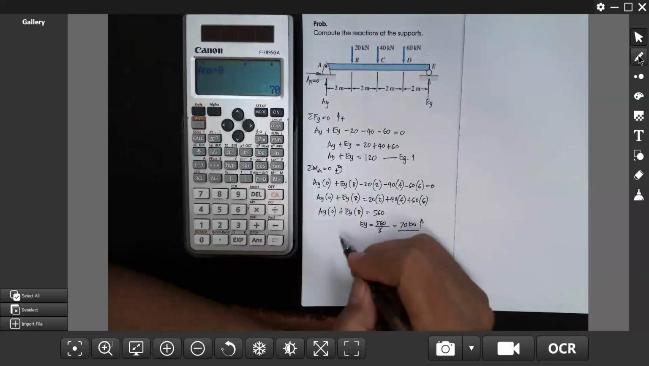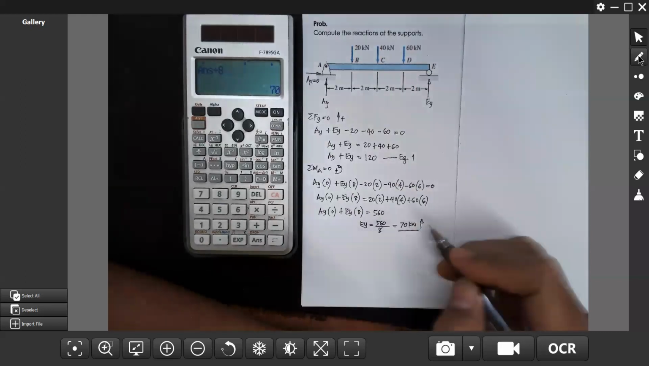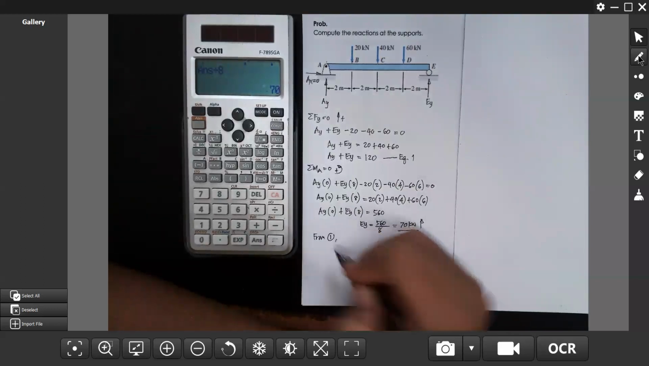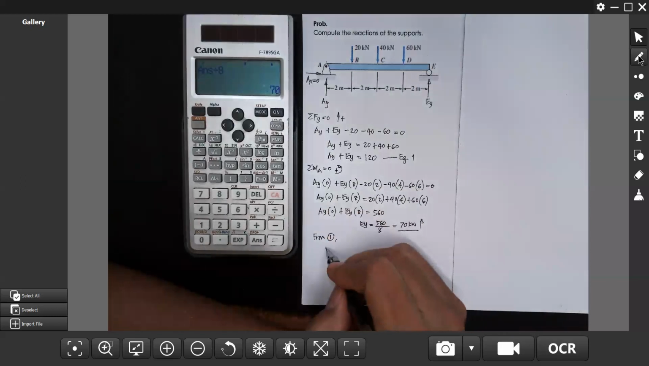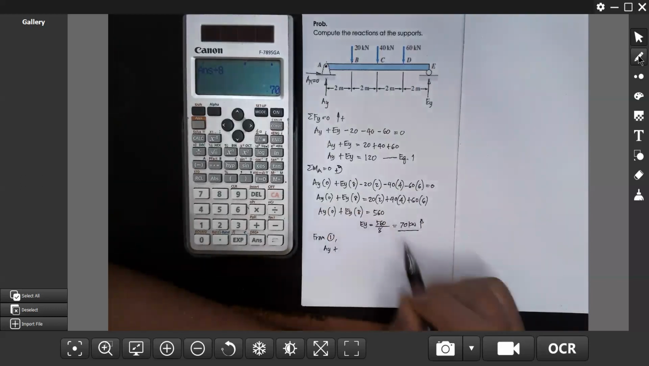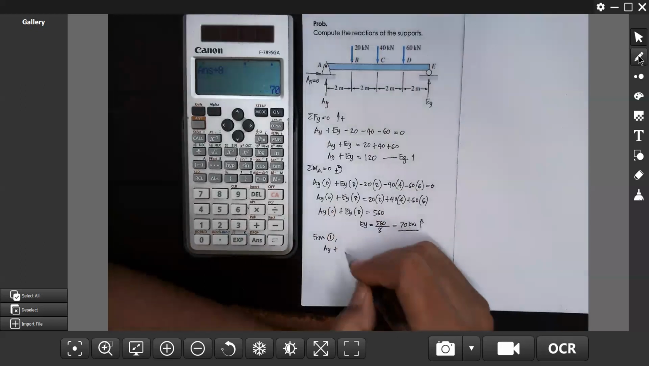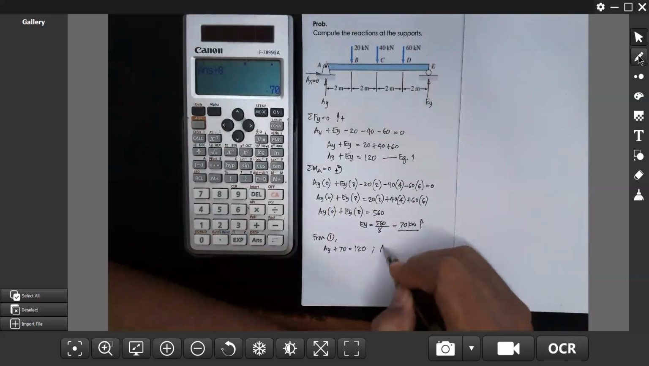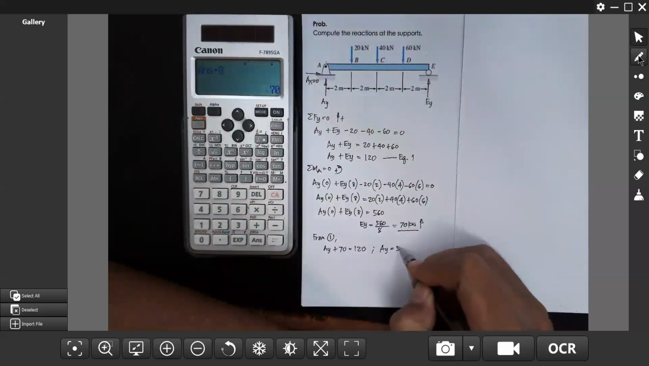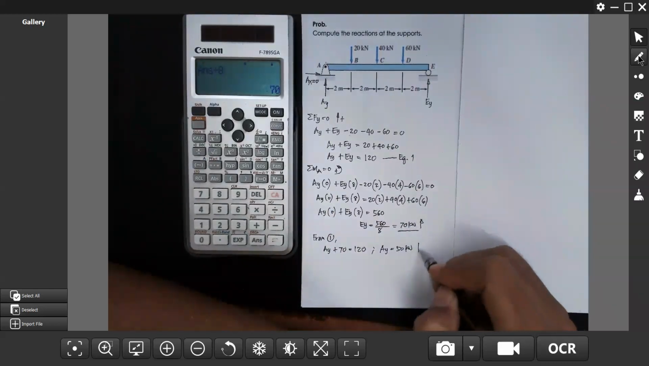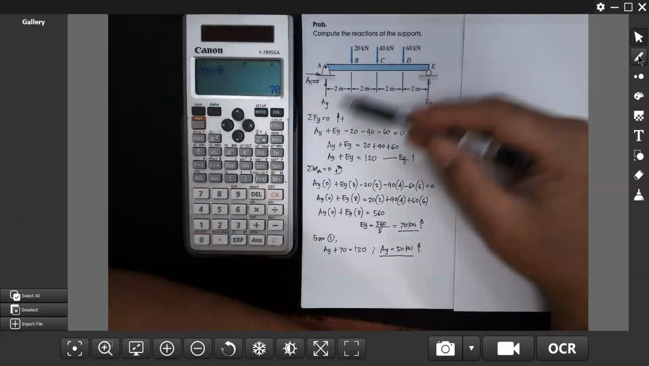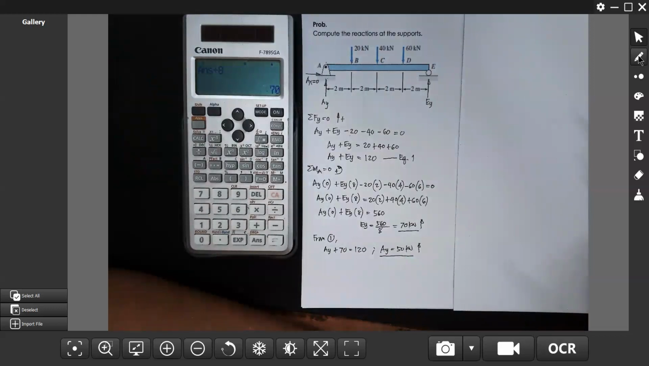And we go back to equation 1. From equation 1, we can solve for AY. So we have AY plus EY, EY is 70, equals 120. So AY equals 50. Okay. This is the conventional way of determining the reactions.